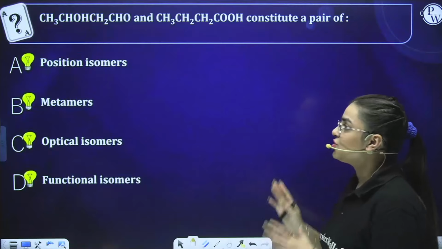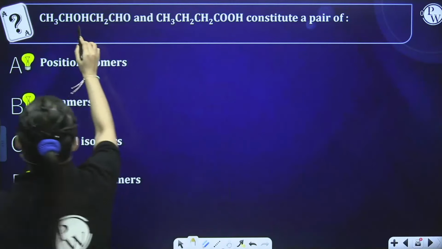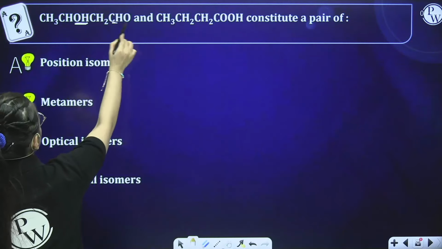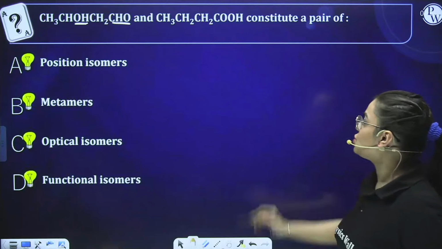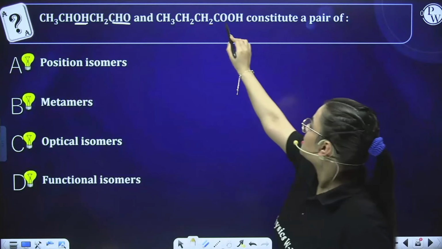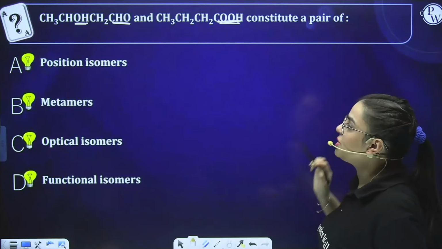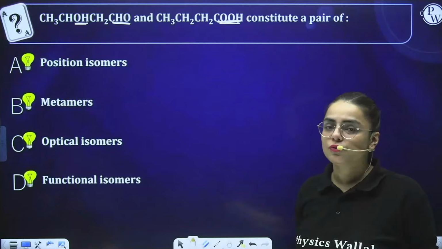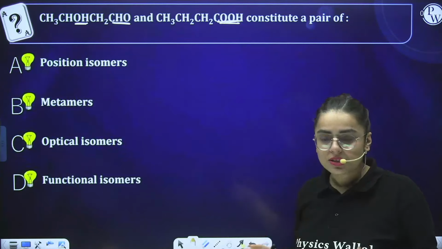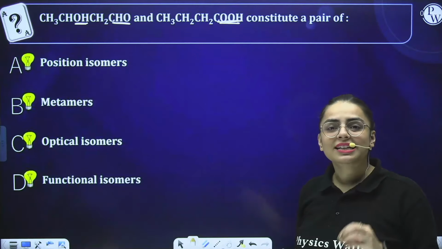See, CH3, CHOH, CH2, CHO. Here this is OH as a group and CHO as a group. Okay, and CH3, CH2, CH2, COOH. Here this is COOH as a group, carboxylic acid. We need to tell that these compounds constitute a pair of which of the following? A is position isomers, B is metamers, C is optical isomers, while D is functional isomers.